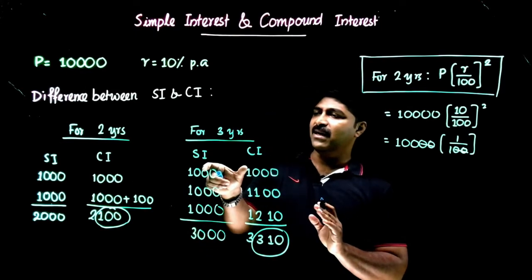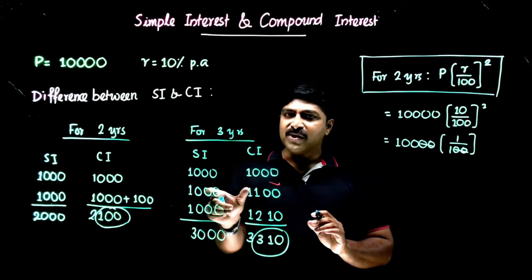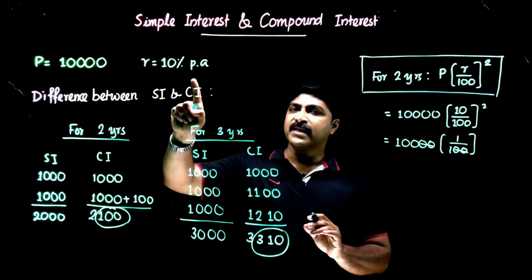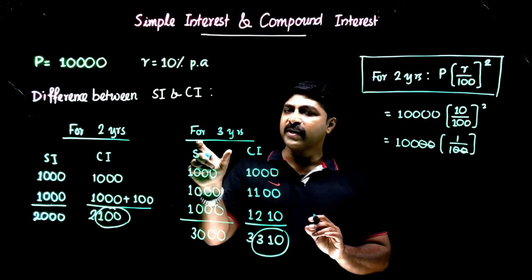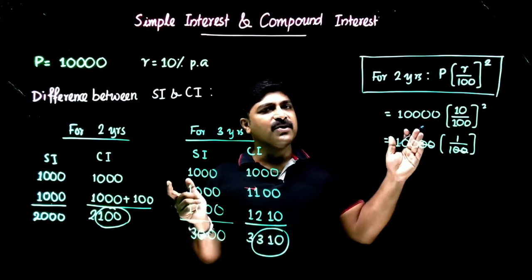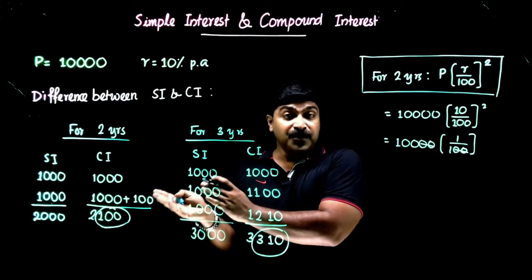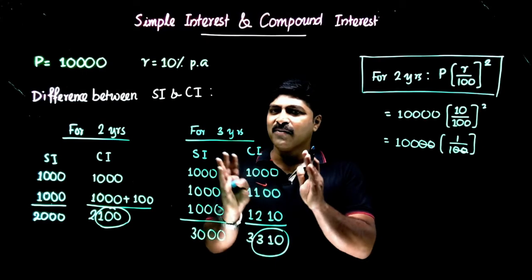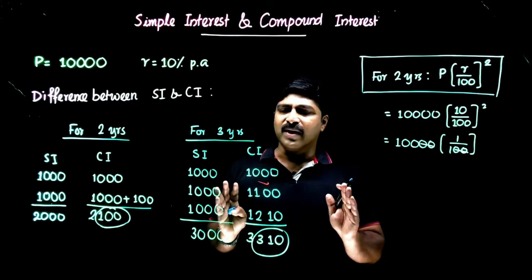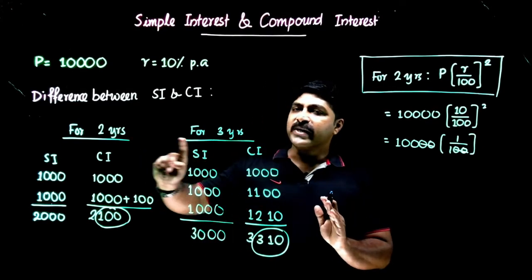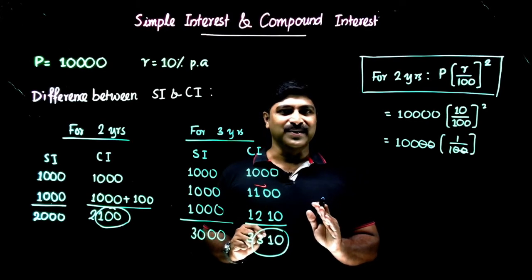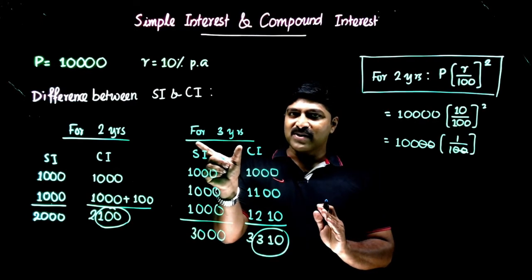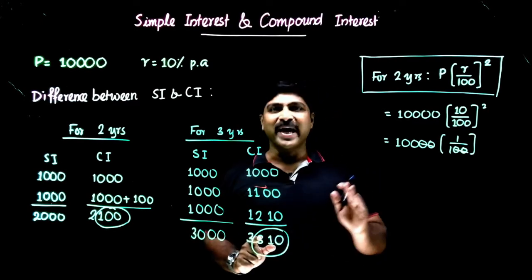This is the way of finding the difference between simple interest and compound interest on a certain sum at a certain rate of interest for 2 years or 3 years. If you need to find the difference for 4 years or 5 years, such advanced questions are very rarely asked, but frequently you will get these two types of questions for 2 years or 3 years. The difference between simple interest and compound interest for 3 years also has a result.